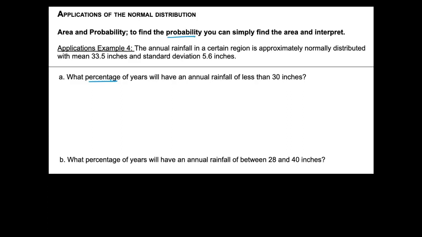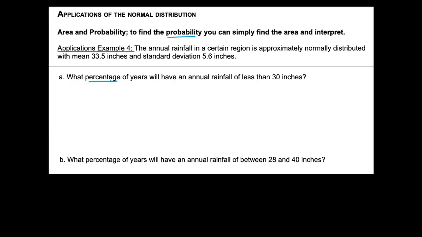So when you see the words probability and percentage, just think, okay, I've got to find the area underneath the curve. The other thing I'm going to mention is that with these problems, oftentimes you're given information with real world context. So the information is not going to be set up for the standard normal curve where the mean is 0, and we're going to have to find z-scores before we find any areas. Let's jump into this first example and I'll show you what I mean.